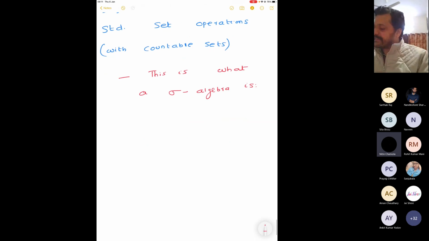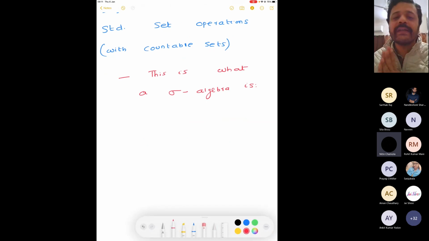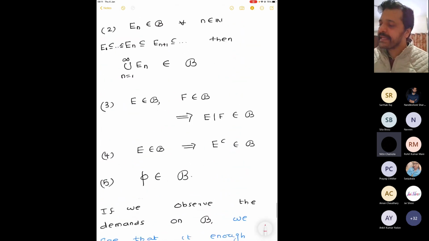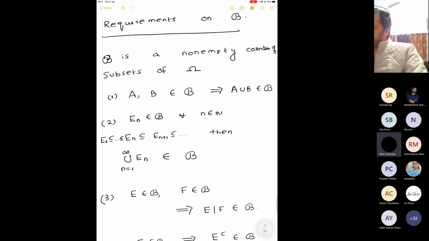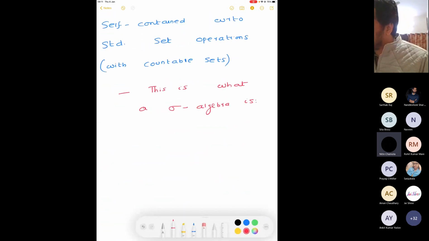Now I will define what a sigma algebra is. So now we have a right candidate to work with. If you want to have a measuring system on a set omega, the right choice of B is a sigma algebra. What is a sigma algebra? It is a collection of subsets with all these properties. It should be self-contained. You should be able to talk about countable union, complementation, intersections and so on. Okay. So let me write the precise definition now.